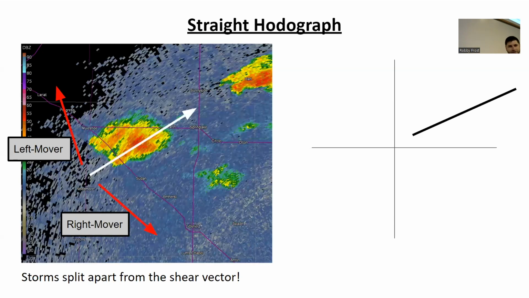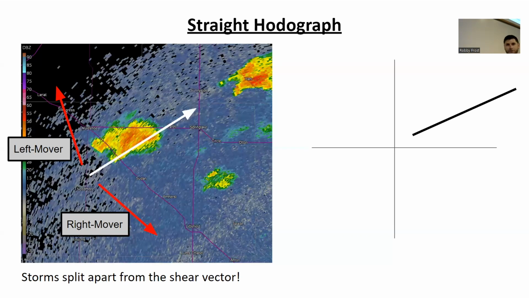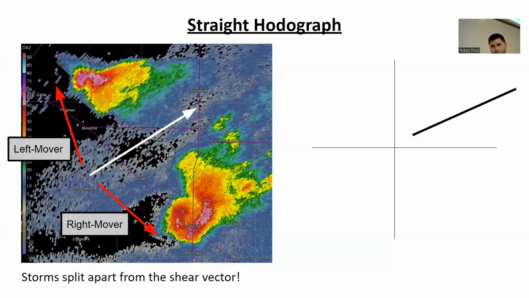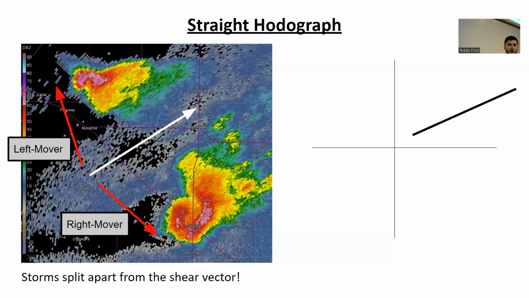The left and right movers tend to split away from the shear vector. So in this case, if you were to draw the shear vector on this hodograph, it would essentially be the hodograph since it's straight. So you can see storms splitting apart from the hodograph.